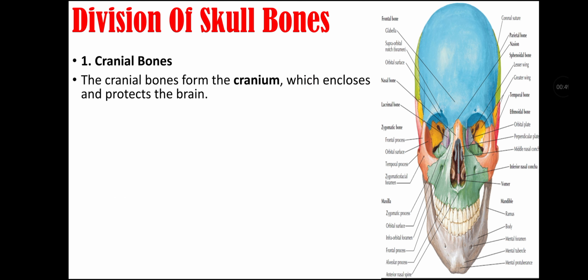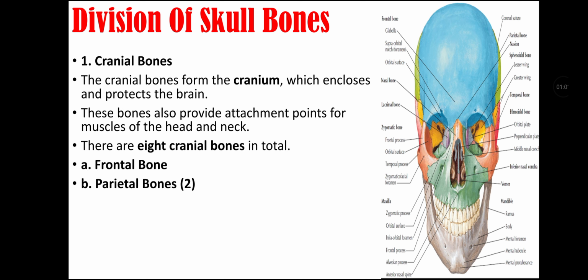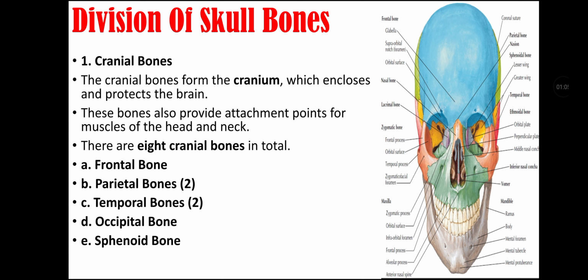Cranial bones form the cranium which encloses and protects the brain. These bones also provide attachment points for muscles of the head and neck. There are 8 cranial bones in total. There is one frontal bone, two parietal bones, two temporal bones, one occipital bone, one sphenoid bone, and one ethmoid bone. Now let's talk about these cranial bones one by one.